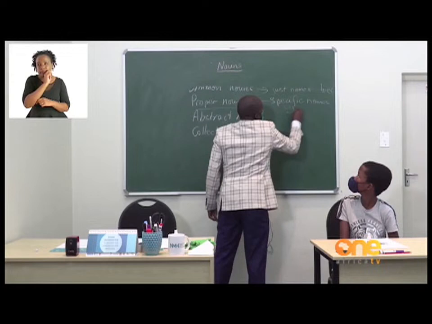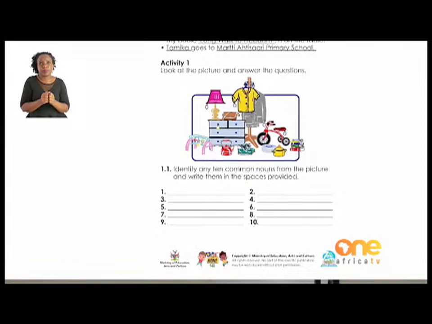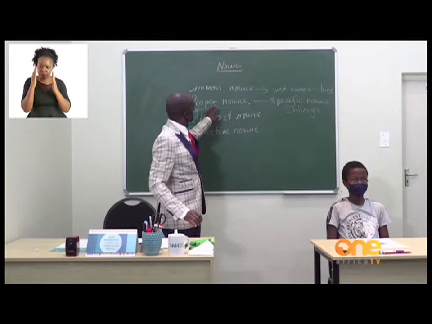All right. Now, on activity one, it says, look at the picture and answer the questions. There are some pictures there. Question number one says, identify any 10 common nouns from the picture and write them in spaces provided. Common nouns. We are only looking at common nouns from the pictures, not proper nouns.